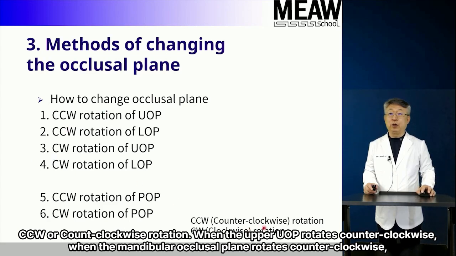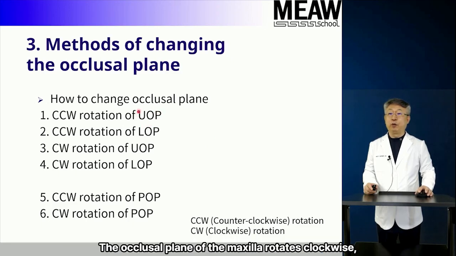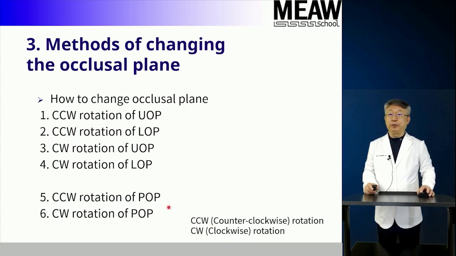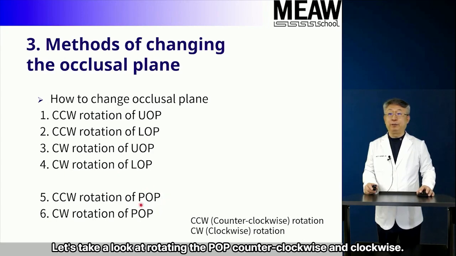Counterclockwise rotation: the maxillary occlusal plane rotates counterclockwise, and the mandibular occlusal plane rotates counterclockwise. The occlusal plane of the maxilla rotates clockwise. The mandibular occlusal plane rotates clockwise. Let's take a look at rotating the POP counterclockwise and clockwise.